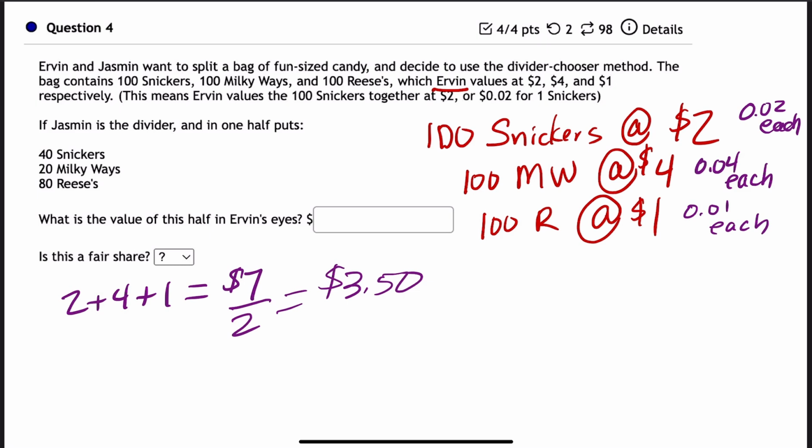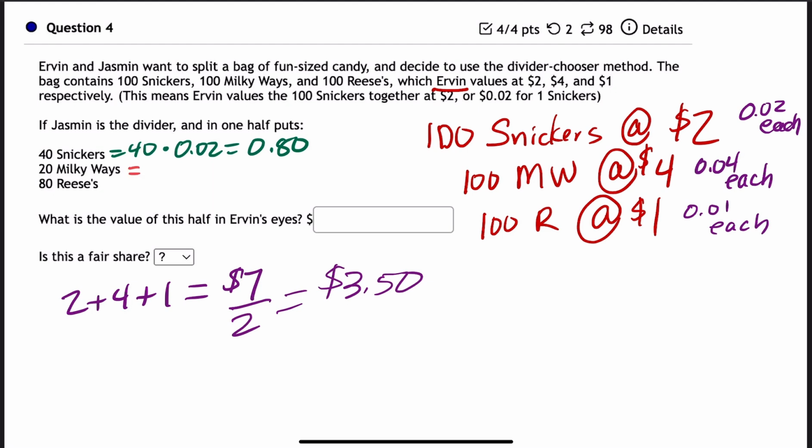So Irvin is going to want this candy to equal $3.50, which in their mind is half the value of the bag of candy. And so let's calculate. We know that there are 40 Snickers, and Irvin values each Snicker at 2 cents. And so we type that into our calculator, 40 times 2/100, which is 80 cents.